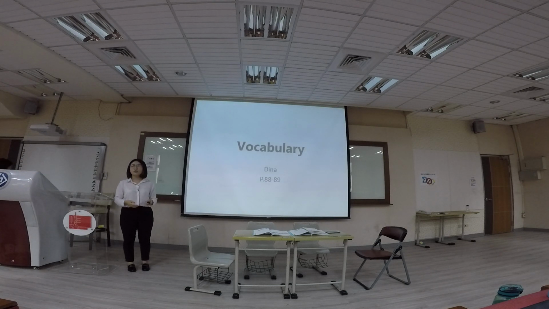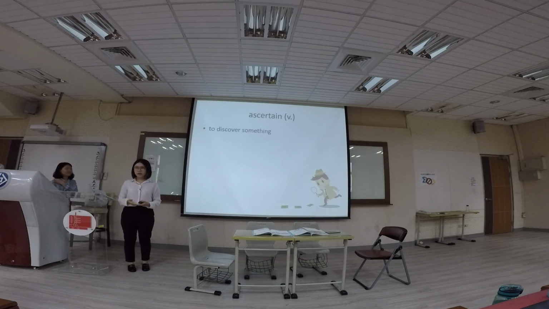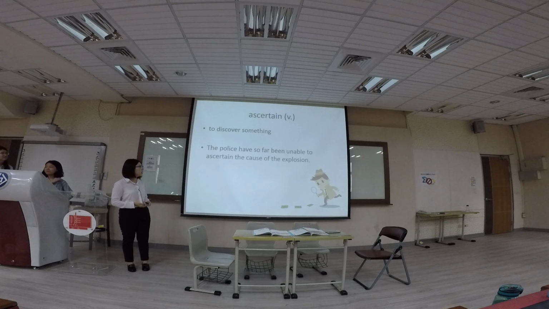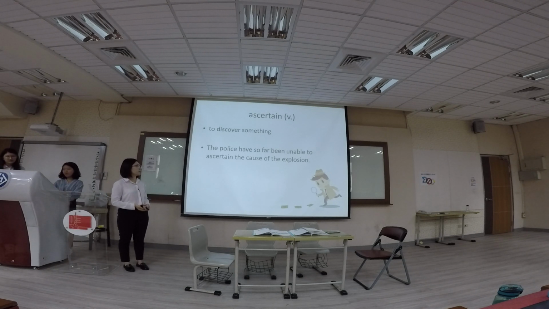Let's move on to vocabularies in scenario 1. First one, ascertain. Please repeat. Ascertain. Ascertain is a verb that means discover or find out something. The example sentence: The police have so far been unable to ascertain the cause of the explosion. Please repeat. The police have so far been unable to ascertain the cause of the explosion.